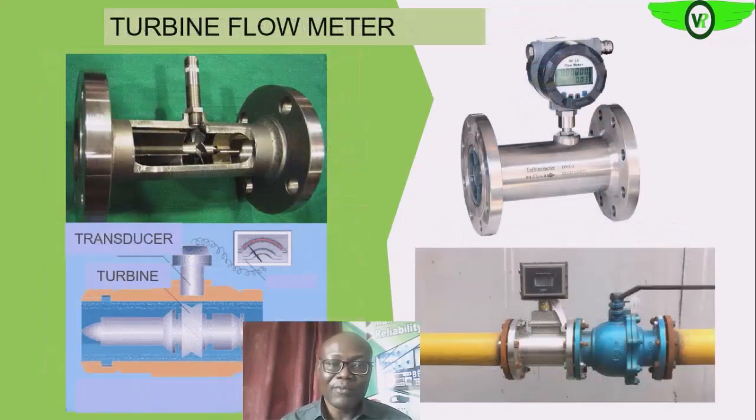So the turbine flow meter is what we'll be looking at next. The turbine flow meter has a section that has a turbine in it. This turbine has a set of blades which can rotate when impinged upon by the fluid that is flowing through this section of your pipeline.